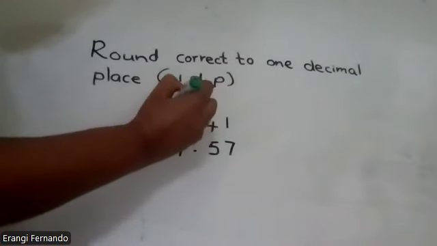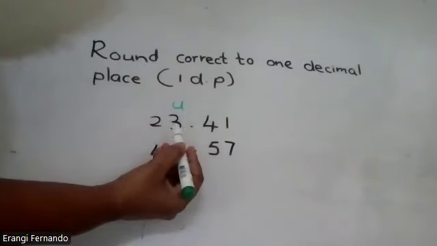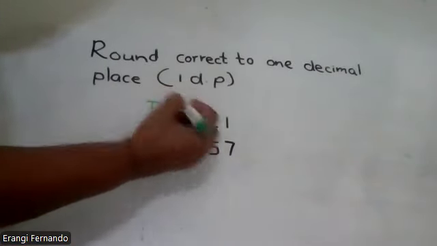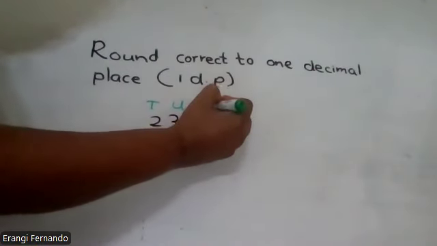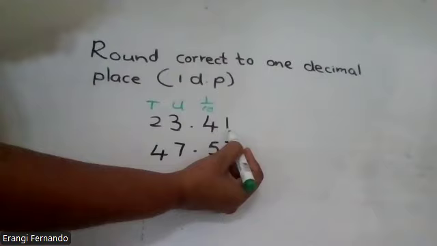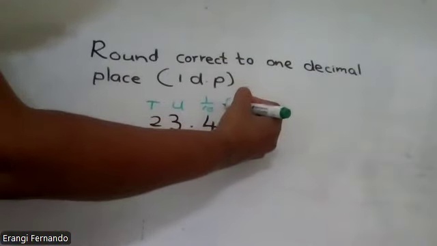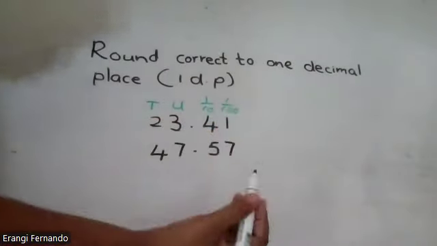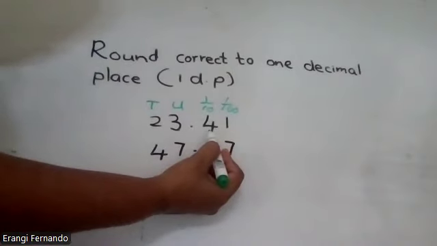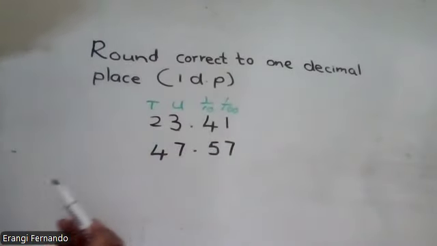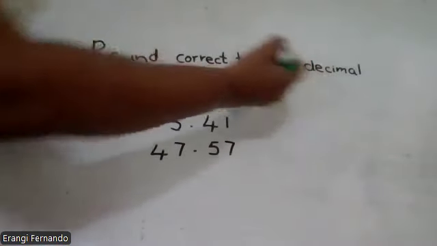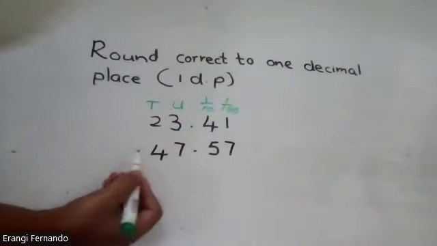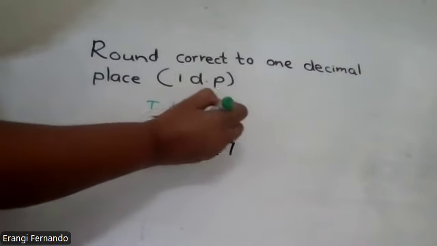So we'll identify the place value. Here, unit, if not, ones. Here, tens. After the decimal, the first number is tenth. The second number we call hundredth. If not, we call it first decimal place, second decimal place. Okay, today we are going to round off to one decimal place, first decimal place.